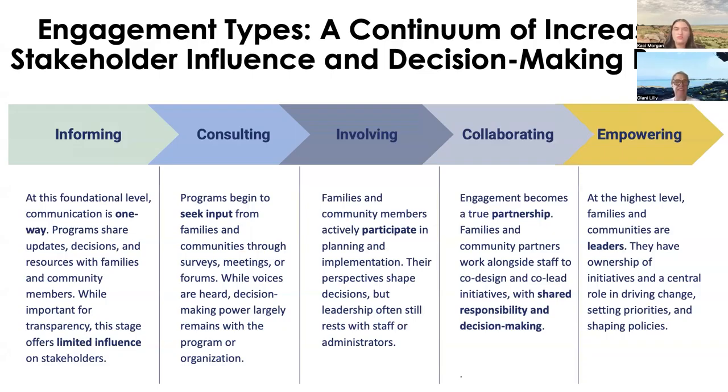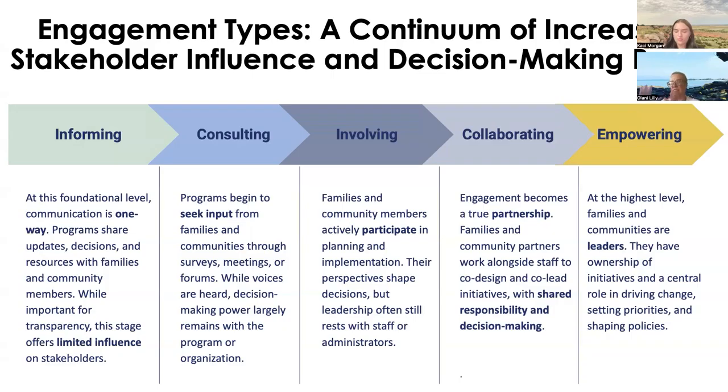And then we get to collaborating. And this is where true partnership begins. This is where families and community members co-create and co-lead initiatives. There's shared decision-making at this level and mutual accountability at this level as well. And then finally, we come to empowering. At this far end of the continuum, engagement becomes really transformative. Family and communities are leaders. They drive initiatives, they influence policy, and take ownership of the work.